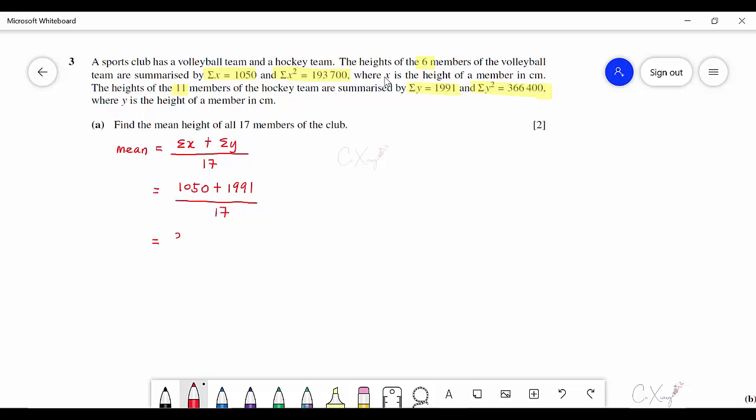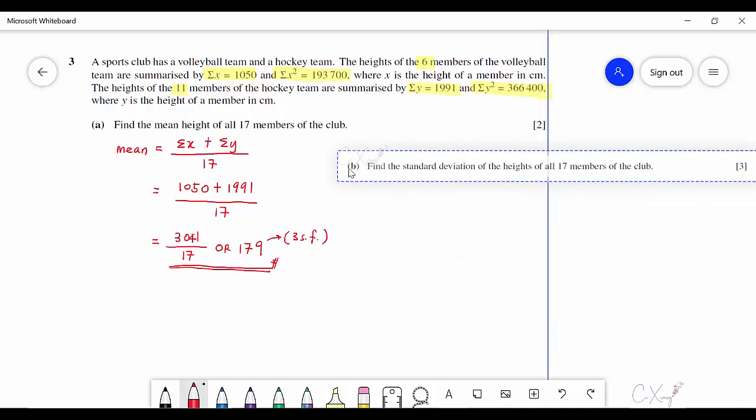Okay, so if I press the calculator, I'm getting a fraction which is 3041 over 17. Or you can change it to 3 significant figures, which is 179. Right, so this is actually 3 significant figures. Okay, so this is what we have for part A. And then if you proceed to part B, let's have a look at part B here.